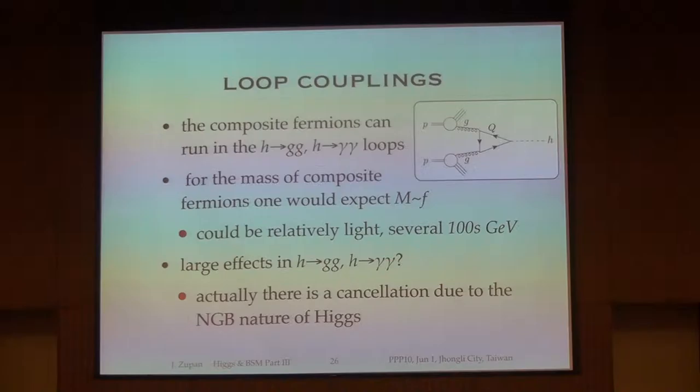Okay. Now we're ready to attack the loop couplings. Now these composite fermions can run in the Higgs to gluon gluon, Higgs to gamma gamma loop. So they will run in this loop, they couple to the Higgs, they have strong quantum numbers because they couple to the quarks, so they could modify Higgs to gluon gluon. Right? So naively, for the mass of composite fermions, you would expect M roughly f, so could be relatively light, several hundreds of GeV. Several hundreds of GeV is dangerous. You could have large effects in Higgs to gluon gluon and Higgs to gamma gamma. However, because Higgs is a Goldstone boson, there is a cancellation which occurs in these couplings. So let's understand that.